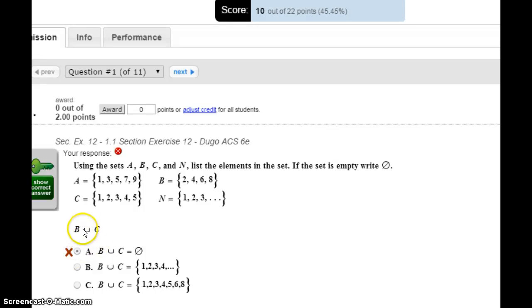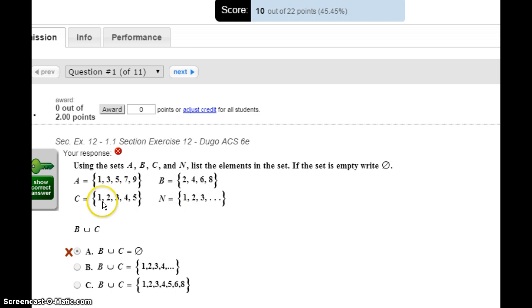Alright, the key thing here is to make sure you know what this symbol means. It's a U-shape, it means union, and when you take a union, you unite things or combine them. So we're going to combine everything in sets B and C. So just take all these numbers and dump them into one new set.